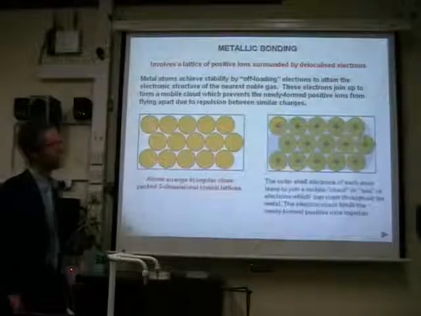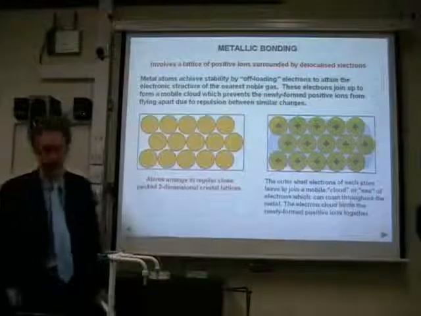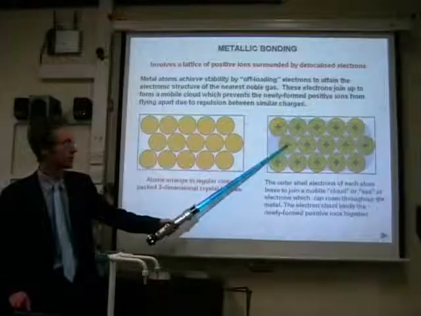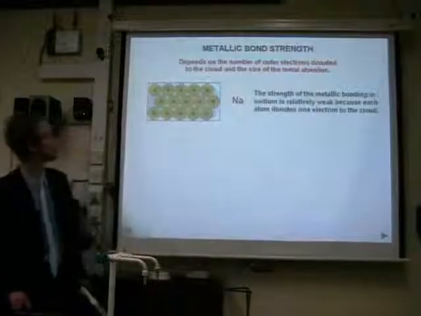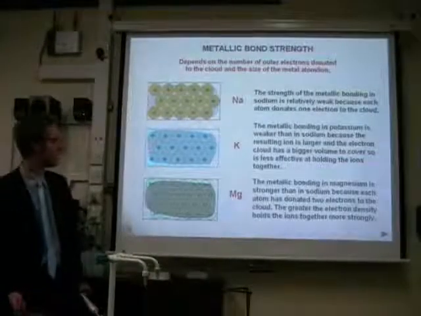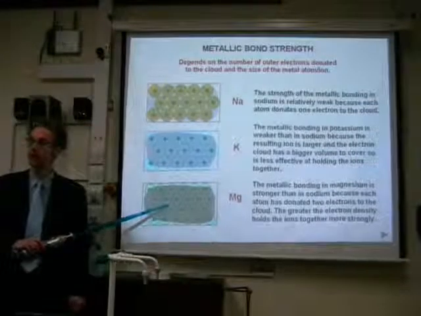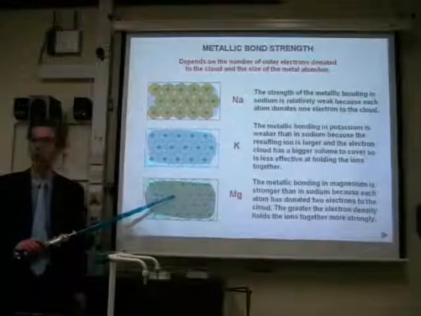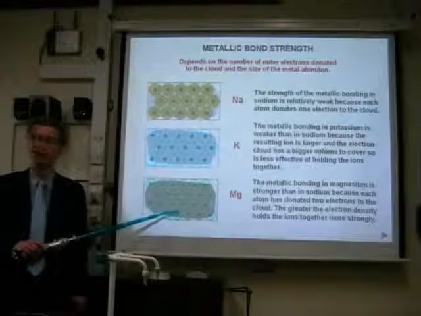So you should be familiar with this idea of positive ions and delocalized electrons from GCSE. The stronger the attraction between the positive ions and delocalized electrons, the higher the melting point. So Na, K, Mg. Mg, remember? 2 electrons lost per atom, which means it's 2 plus ions, twice as many free electrons, better conductor of electricity, higher melting point.